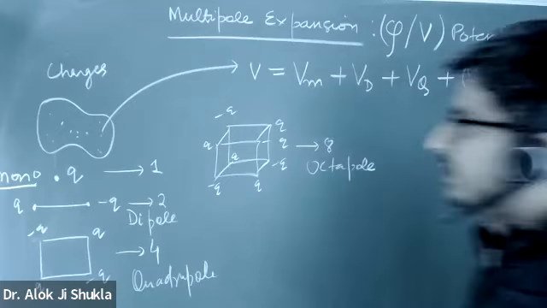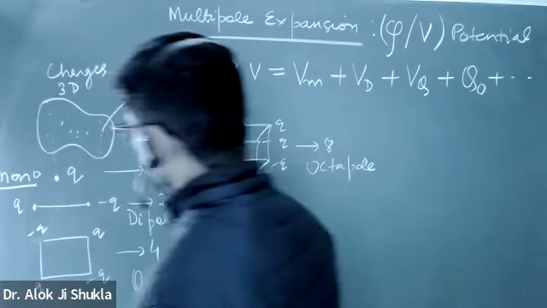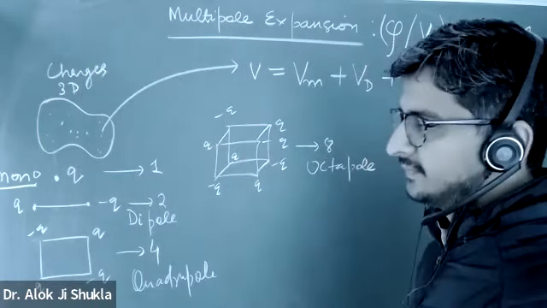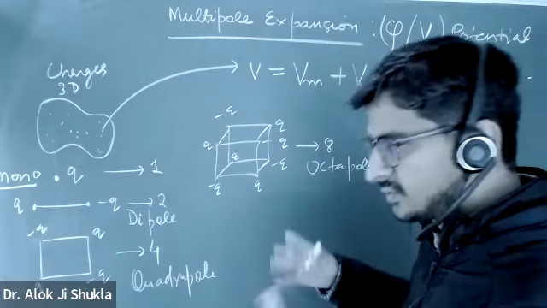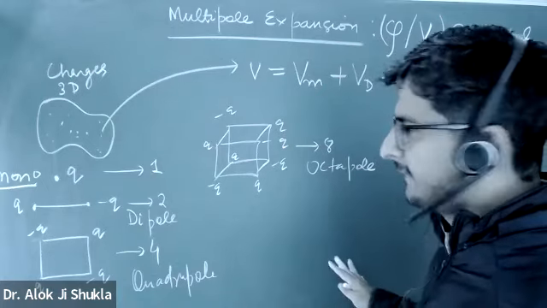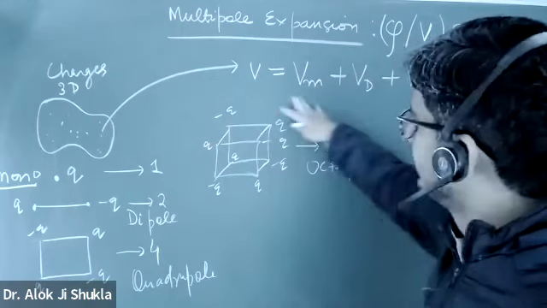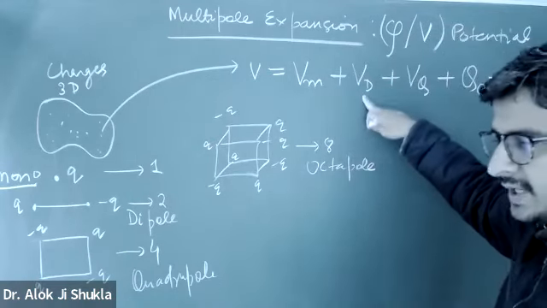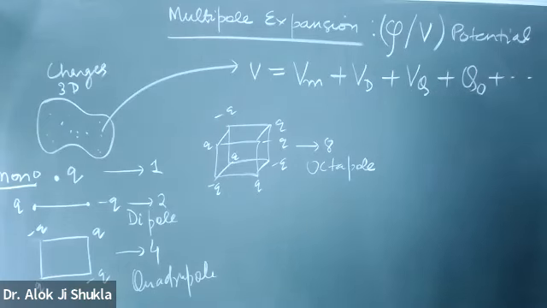So you are given a charge system. I am taking it in 3 dimensions. Okay, bulk is there, and that charge system can be broken down into charges, dipoles, quadrupoles, octopoles, like that. And we can write the net potential due to this charge system as made up of monopoles, dipoles, quadrupoles, octopoles, and so on. This is called multipole expansion, because this will be an infinite series.